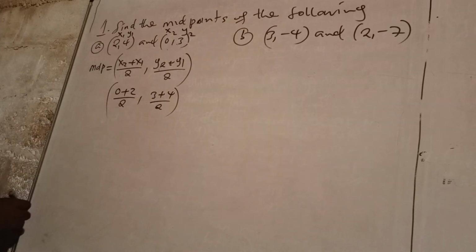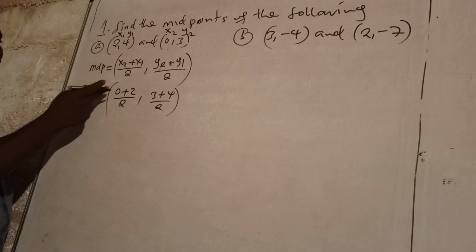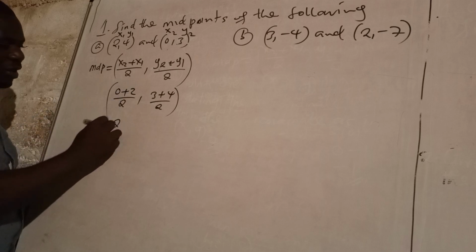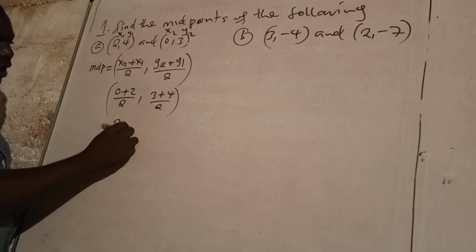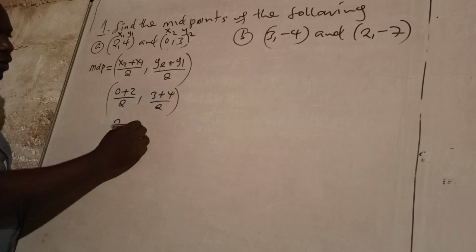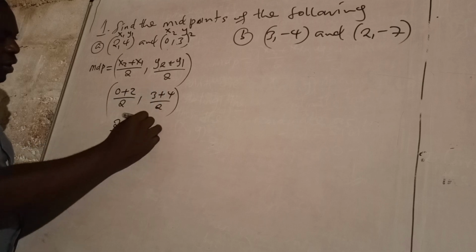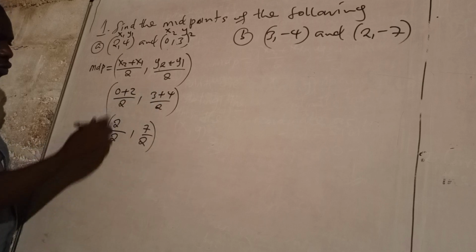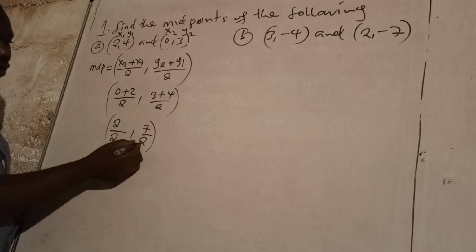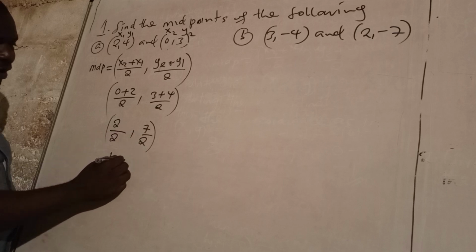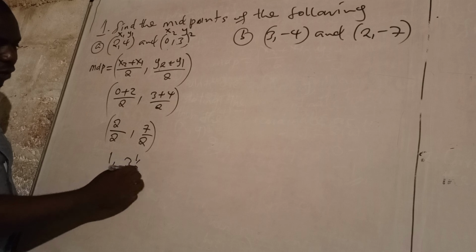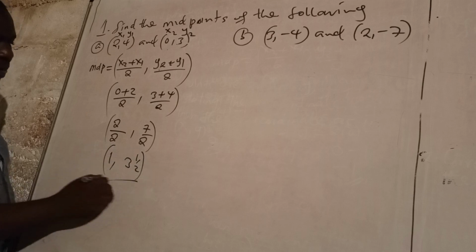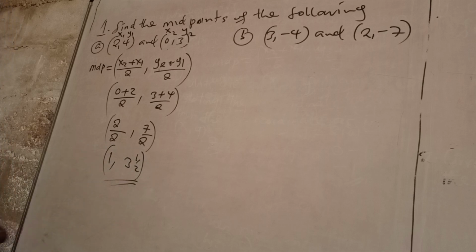Now I will simplify the expression: 0 plus 2, which is 2, over 2 here, comma, 3 plus 4, which is 7, over 2. So 2 divided by 2 is 1, comma, 7 divided by 2 is 3, remainder 1, over 2. This will be my midpoint for this question.